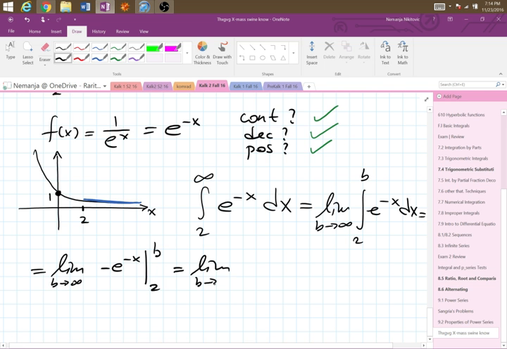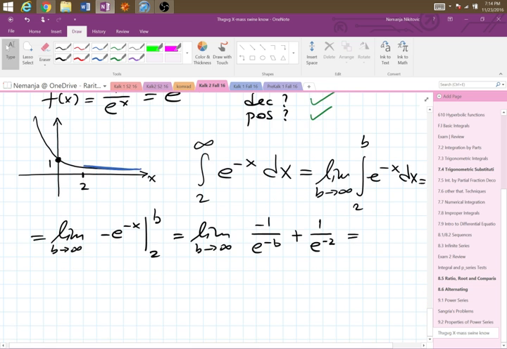Limit as b goes to infinity, and we have negative 1 divided by e to the b. Minus and minus will give me plus 1 over e to the 2. Now, the first term goes to 0 in the limit.